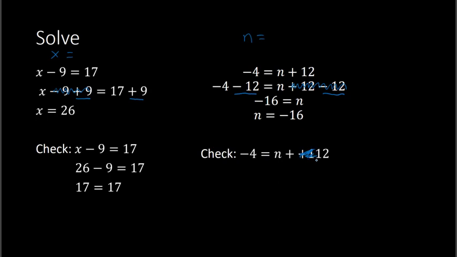Alright, so n plus 12. We plug negative 16 in place of n. So I have negative 4 equals negative 16 plus 12. Is that a true statement? Well, yes. Negative 4 would equal negative 16 plus 12, which is also negative 4. So it is a true statement. It works. So negative 16 would be my solution.